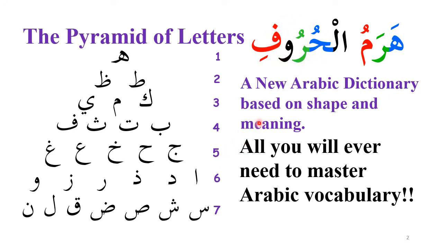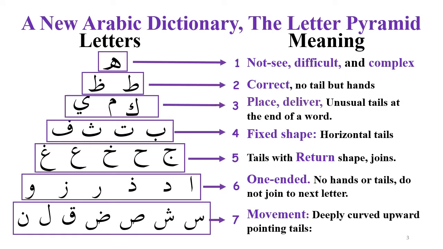So what I have discovered, as I have told you in my earlier videos, is that the letters of the Arabic language have individual meaning, and these letters' meanings are based on the shape of the letters. Now these letters can be conveniently classified into 7 groups, as I've shown here: 1, 2, 3, 4, 5, 6, 7 groups of letters, and they can be arranged as a pyramid. All right, arranged as a pyramid like this, it is very easy to understand all the vocabulary, and this is all you'll ever need to really understand the Arabic language.